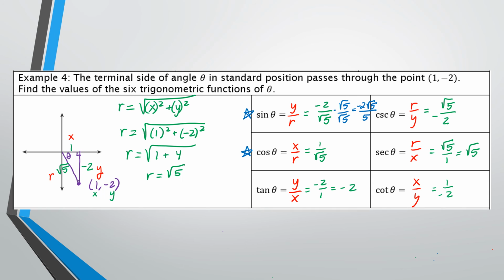I'm going to do the same thing here for cosine. I'm going to multiply by the square root of 5 over the square root of 5, so I'm going to end up with the square root of 5 over 5. Those were the only 2 that had a radical in the denominator, so everything else can stay how it is.